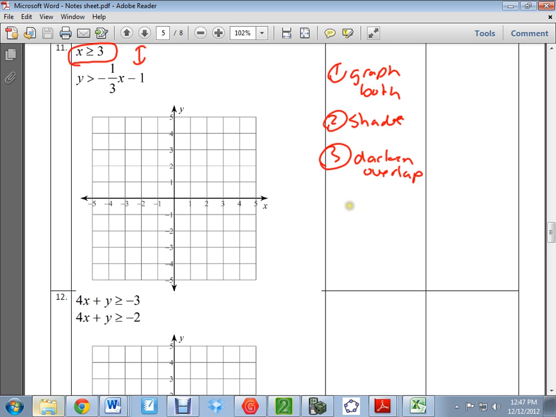Is it going to be solid or dotted? It's going to be solid. How do you know it's solid? Because there's a line under it. Yep, there's a line underneath it.